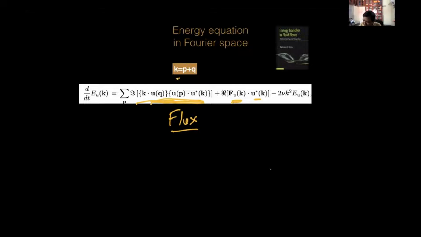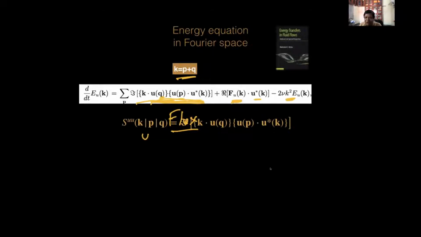And of course, we have the condition k equals p plus q. So this is a triad interaction with three wave numbers participating. And this is a dissipation term. In the inertial range, the dissipation term does not really do much. One formalism which we developed a long time back, I just want to mention here.